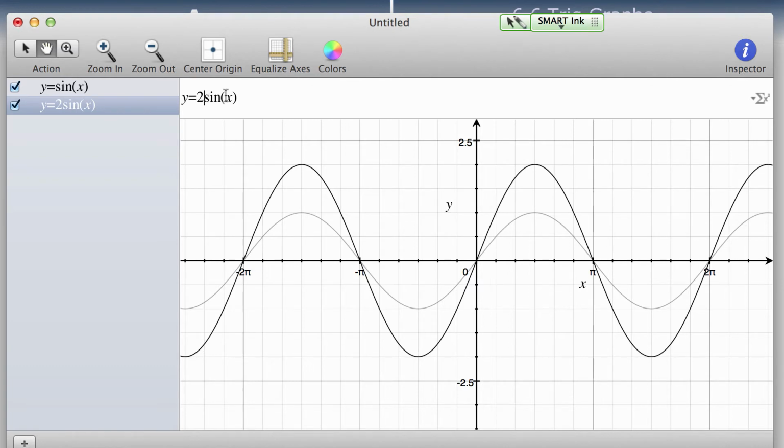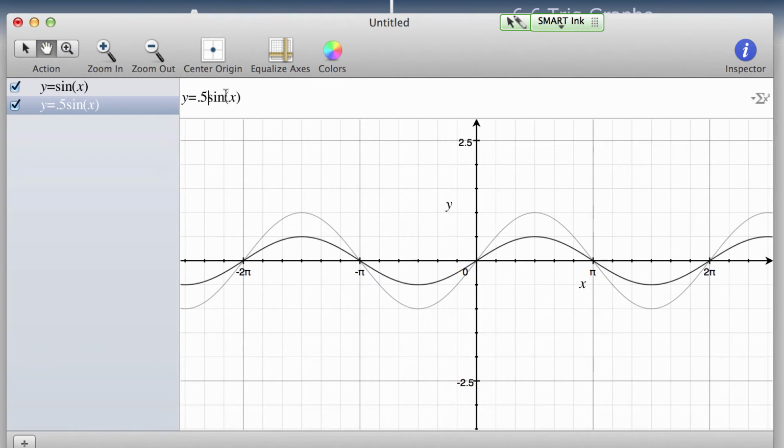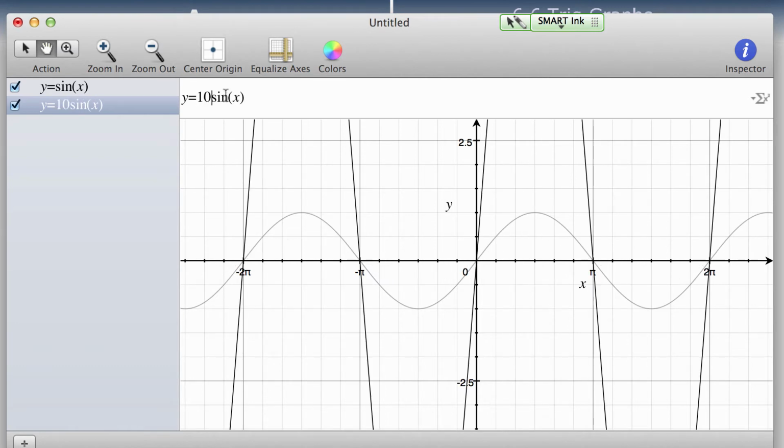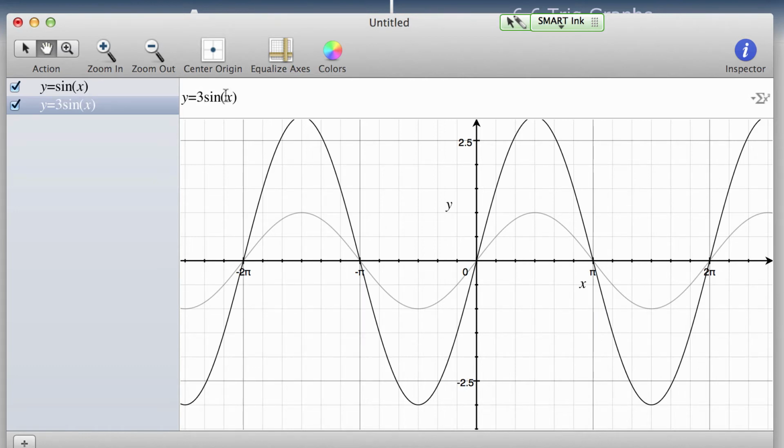So just to follow that, what if I put a 0.5 there? That probably will make it skinnier. Sure enough, it's skinnier. What if I put a 10 there? Oh, way taller, you can't even see it. How about a 3? Yeah, a 3 one looks pretty. This is sort of fun.